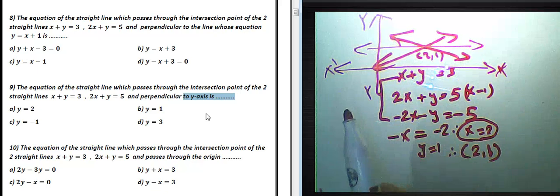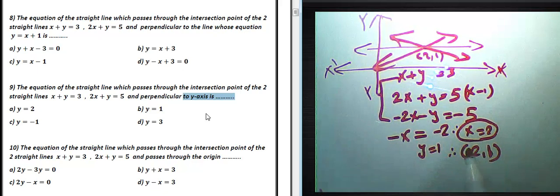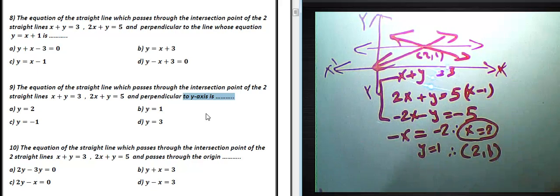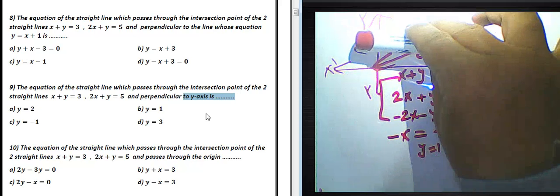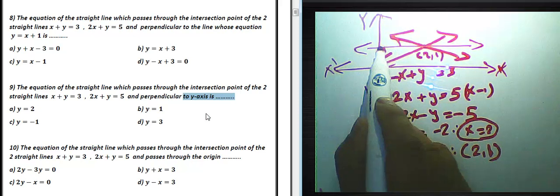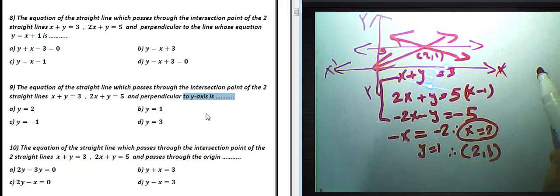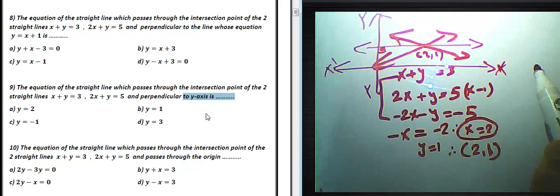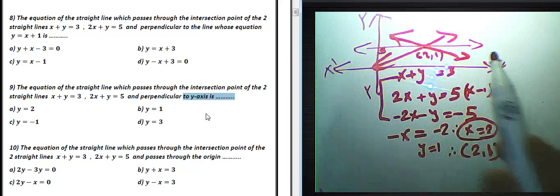Again, in this example, what did he ask you about? The equation of the straight line which passes through the intersection point of the two equations and is perpendicular to the y-axis. This straight line perpendicular to the y-axis means it will be parallel to x dash. Parallel to x dash, so the slope will be what?